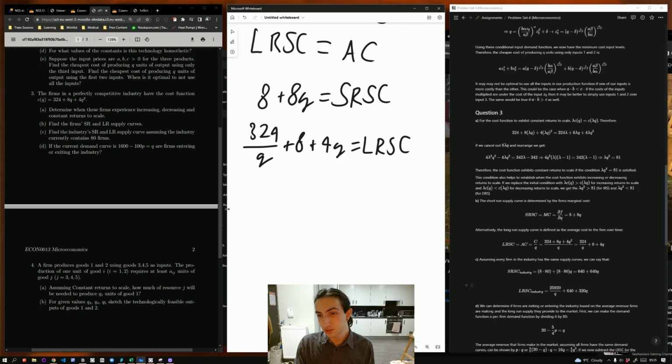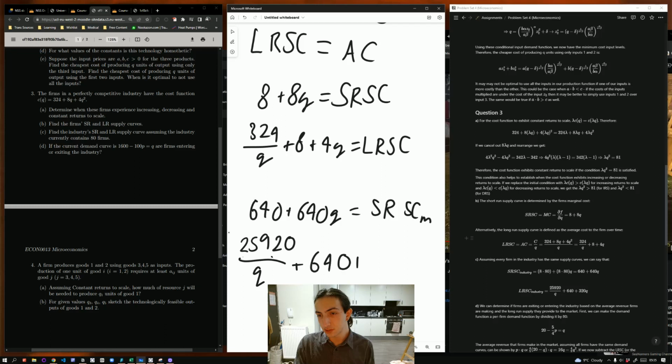So we're going to get 640 plus 640Q. And then for this one, it's going to be defined times the by 80. So let me just do SR, SC, market. Let's just use the subscript M to denote market. And then for the next one, it's just going to be, I think it was just 2000, like this, basically. It's basically just times by 80. And this is going to be equal to the long run supply curve market.